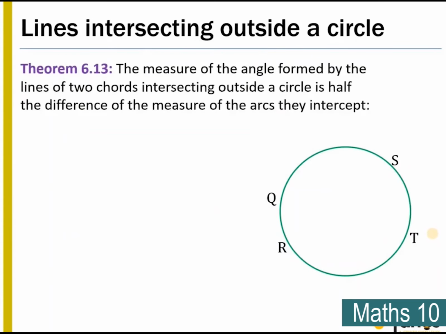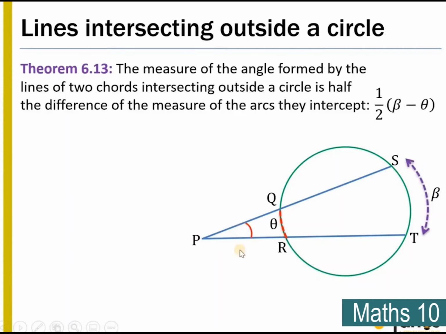Lines intersecting outside a circle. Theorem 6.13. The measure of the angle formed by the lines of two chords intersecting outside a circle is half the difference of the measure of the arcs they intercept. So let's draw this on. Here's two chords intersecting outside a circle.